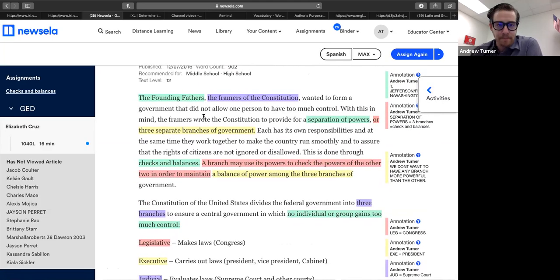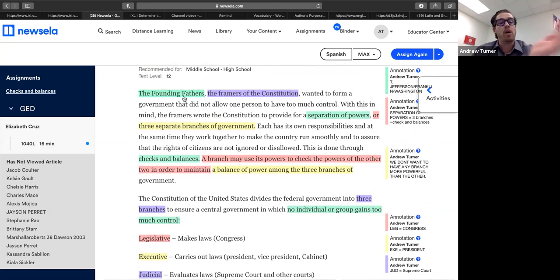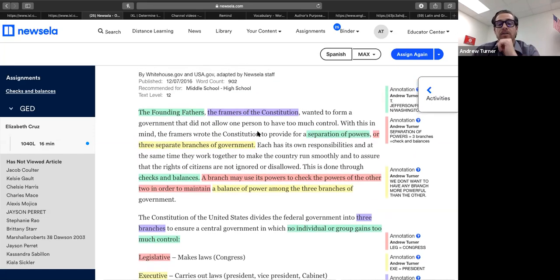So we're looking at the founding fathers, the framers of the Constitution. I instantly start thinking, who were those people? And I put down Thomas Jefferson, Benjamin Franklin, and Washington, just to name a few, because I want to think while I'm reading. So who are the founding fathers? Who were the framers of the Constitution? They wanted to form a government that did not allow one person to have too much control. With this in mind, the framers wrote the Constitution to provide for a separation of powers, or 3 separate branches of government, okay, rather than one king or something like that.